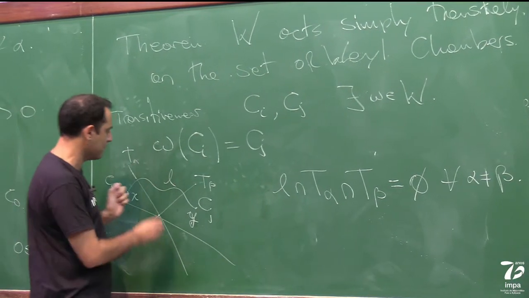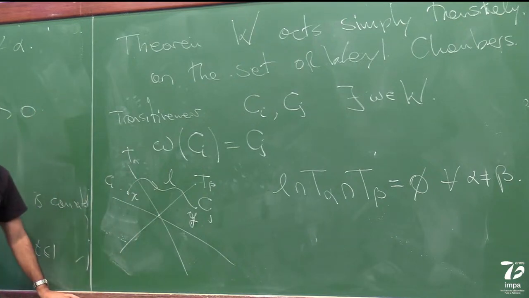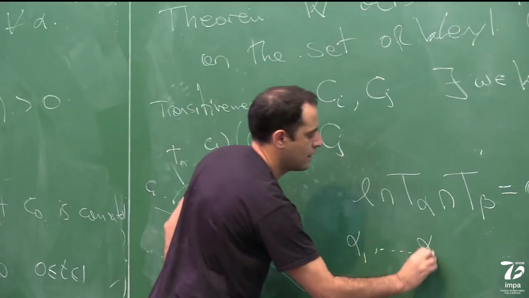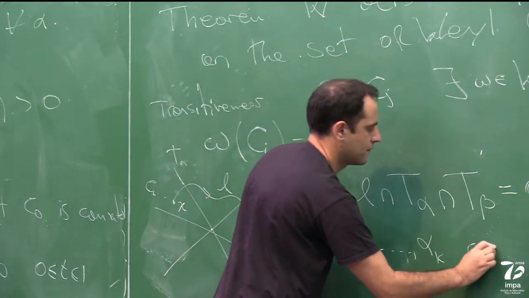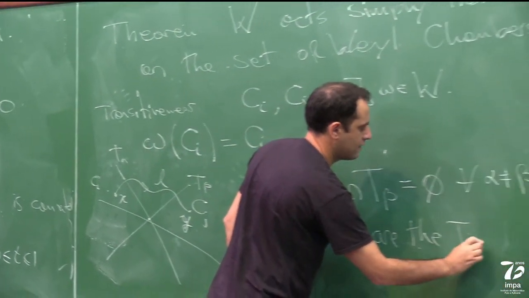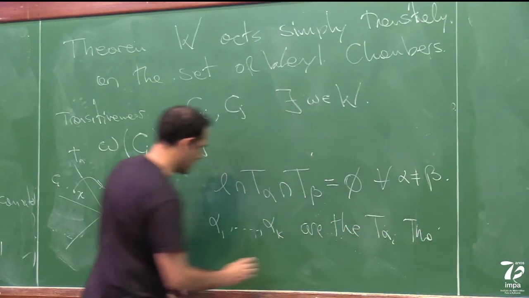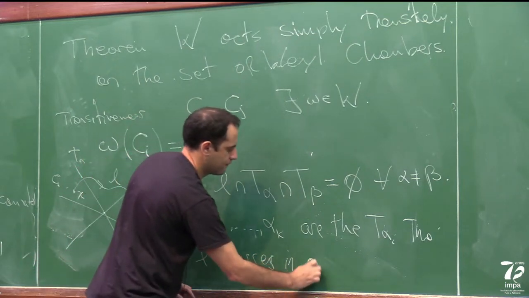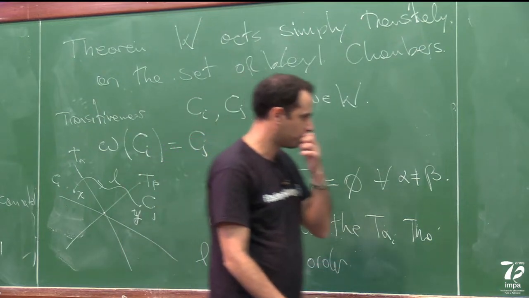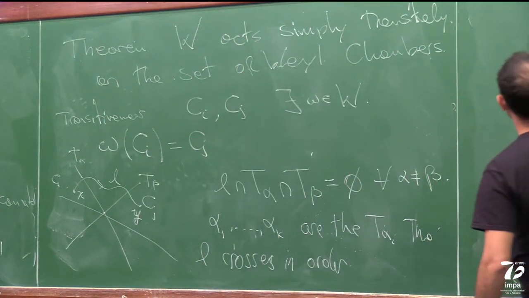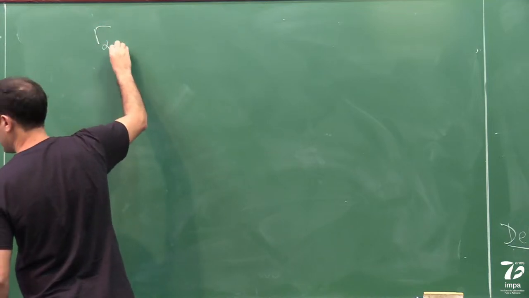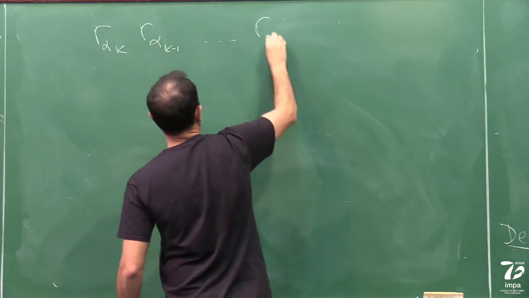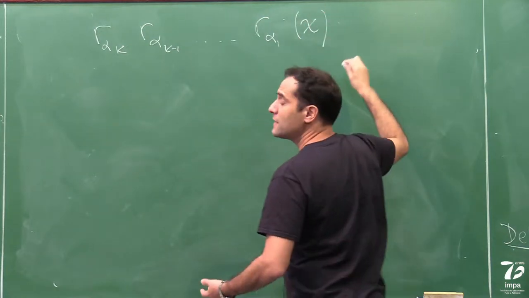So enumerate them. Now just choose a direction in your path, and enumerate the roots that you pass. Alpha_1, ..., alpha_k are the T_alpha_i's that L crosses, in order. But then what you realize is that r_alpha_k, the last one, r_alpha_(k-1), up to r_alpha_1, applied to the point x, well, this is some point in C_j.